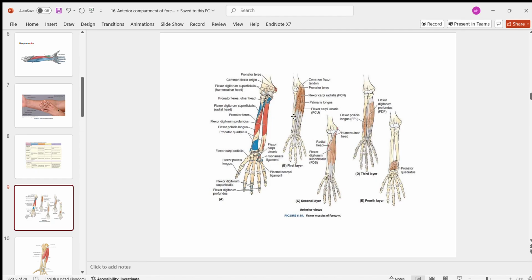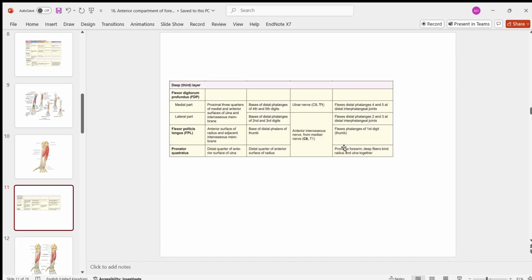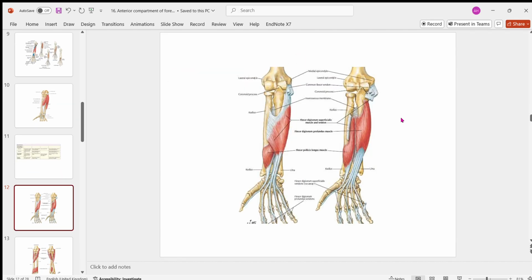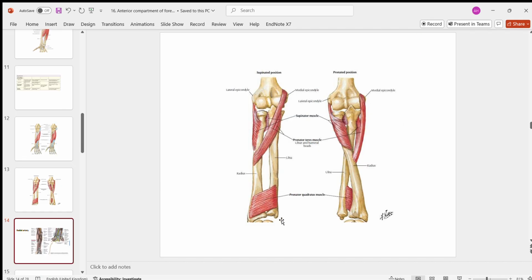In this picture, we can see the four most superficial muscles, pronator teres, flexor carpi radialis, palmaris longus, and flexor carpi ulnaris. Just below these is the flexor digitorum superficialis. Beneath these are the flexor pollicis longus and flexor digitorum profundus. And lastly, the deepest is the pronator quadratus. Here again, we can see the muscles of the superficial layer, and here again, the muscles of the deep layer.